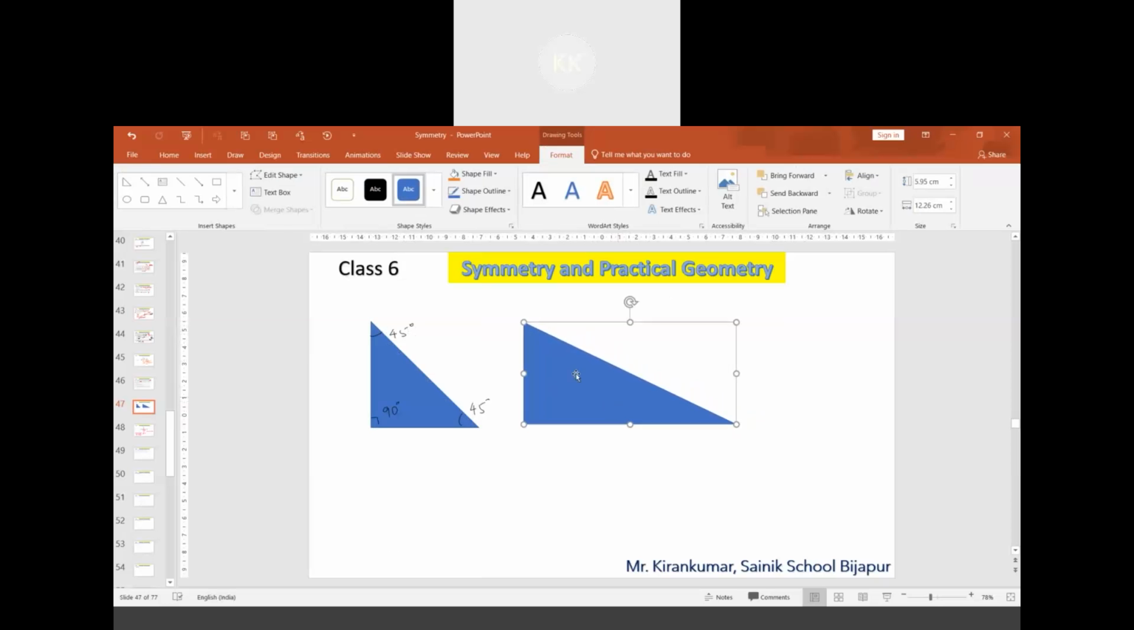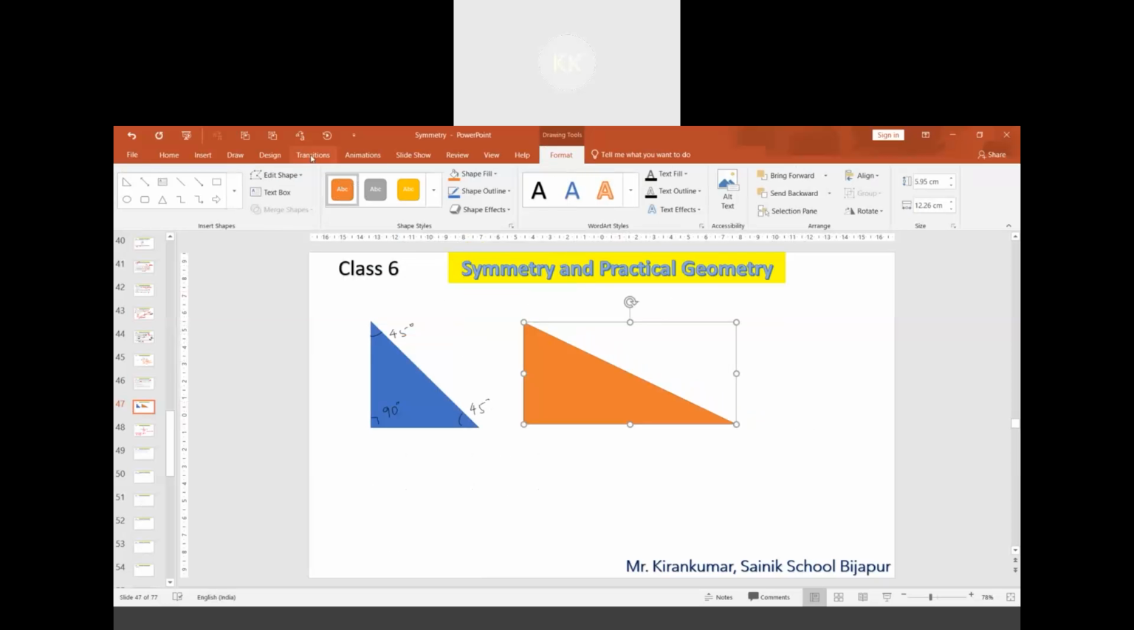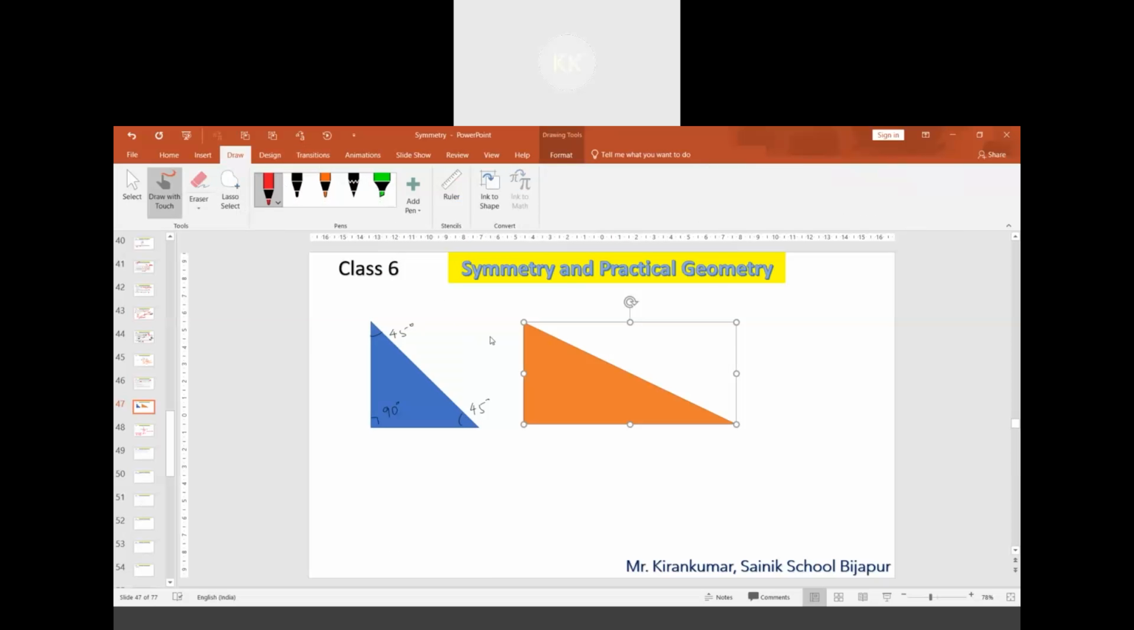This is another set square. Let me change the color of the set square. Let me draw the measures. If this is 60 degree, and this is 30 degree, this will be 90 degree. This is known to you. These are the two types of set squares which are present in the compass box.